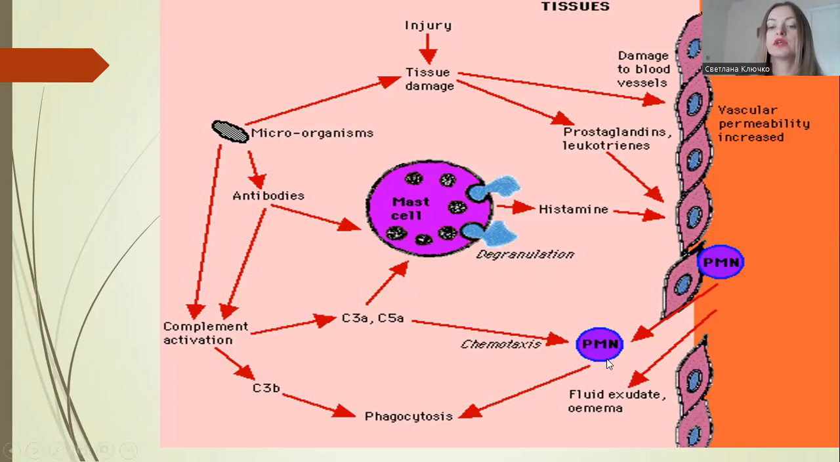Next, polymorphonuclear cells. It means neutrophils, eosinophils, and basophils. Mostly eosinophils and neutrophils. They provide phagocytosis, but we call them microphage cells. And then we have fluid exudate and oedema in loose connective tissue in this place.